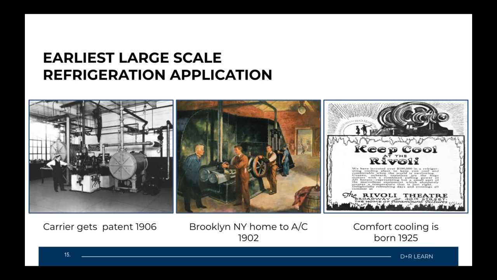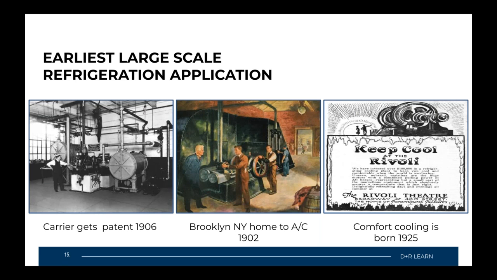So here are a few more of the earlier large-scale refrigeration applications. From left to right, we've got Willis Carrier receiving his first U.S. patent for the air conditioning apparatus in 1906. And then over to the right, my hometown of Brooklyn, New York, the air conditioning that you can see in this situation here was developed to address quality print problems with a printing press due to humidity. And originally, air conditioning was developed to address this issue.